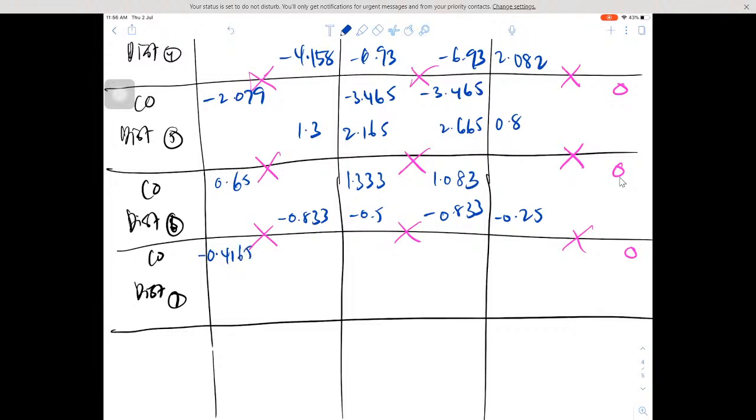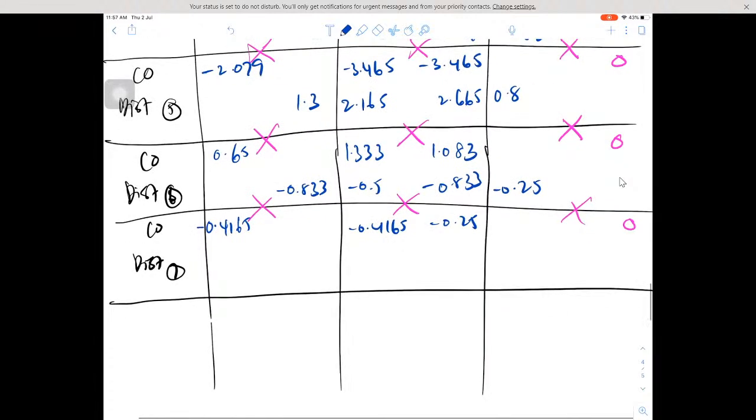0.4165, 0.25, 0.833 divided by 2 is negative 0.4165. Okay, distribution, maybe this is the last distribution, 0.4165 times 0.625. It is positive 0.26, 0.26, 0.4165, 0.156.